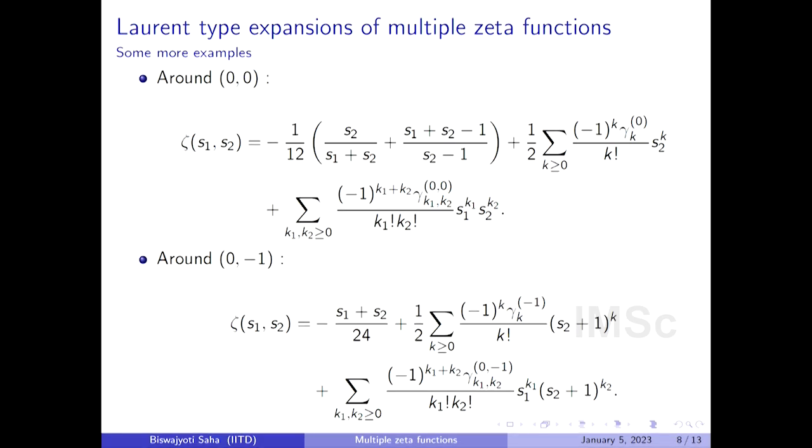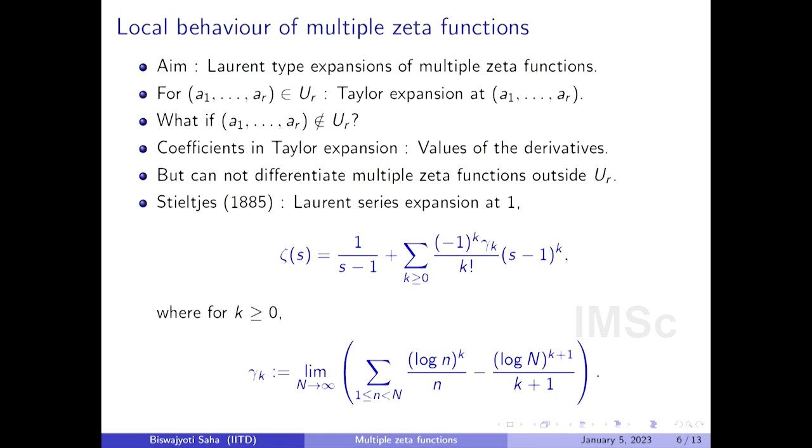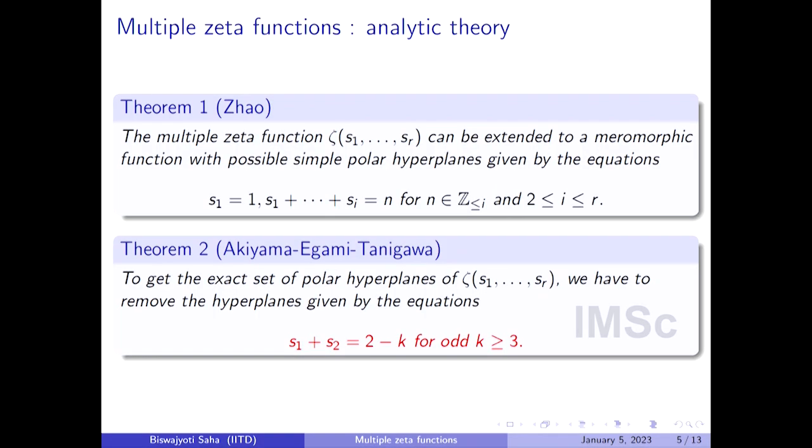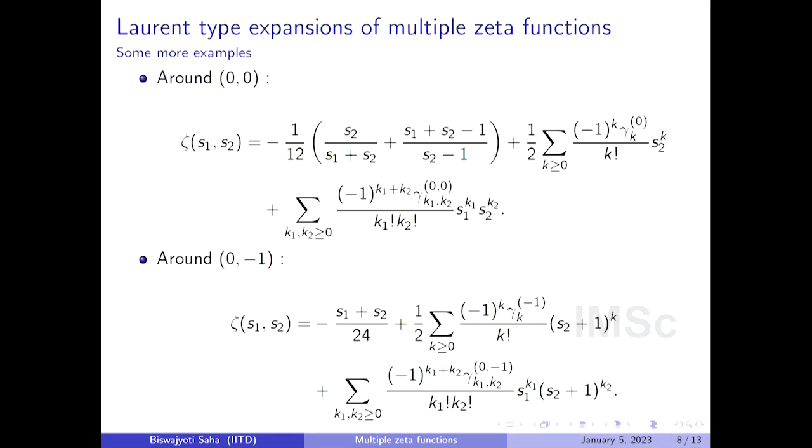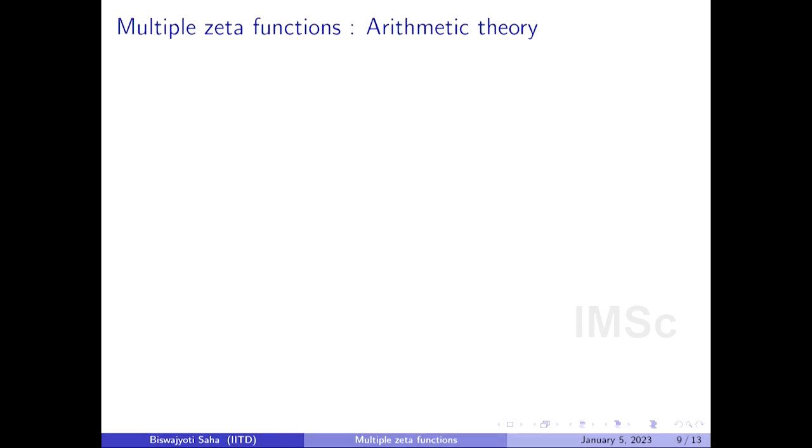And that is precisely what was predicted, if we go back, by Akiyama, Egami, and Tanikawa, that these are the hyperplanes which you should throw away. So for instance, you should throw away s1 plus s2 equal to minus 1. So clearly if I take this particular point 0, minus 1, it is not a problematic point. It's a fairly nice point. Okay, so I think I'm kind of at the midway. So we will go to the next half of my talk, which is the arithmetic theory.